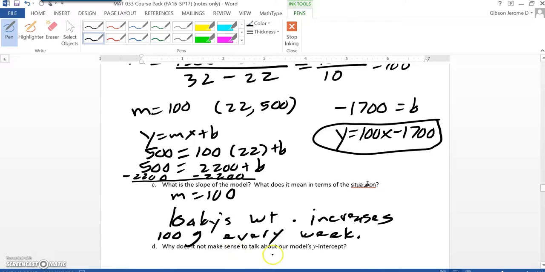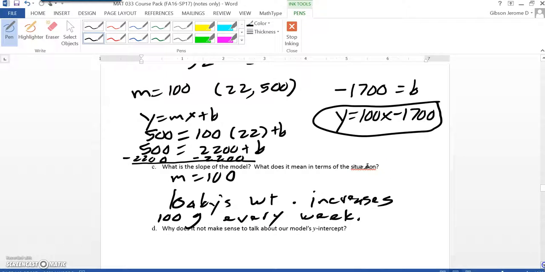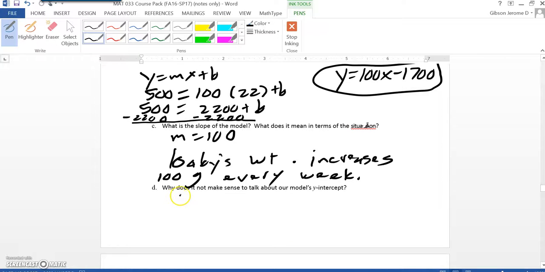Why does it not make sense to talk about our model's y-intercept? And the reason why is our y-intercept as an ordered pair is 0, negative 1700. So we're saying at the beginning that the baby has a negative weight. So that's why it doesn't make sense.